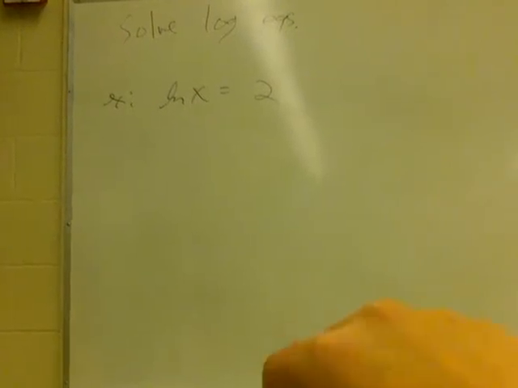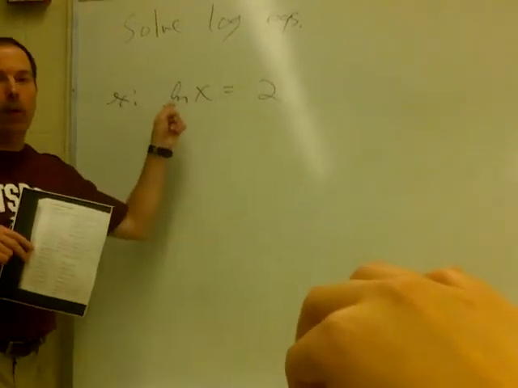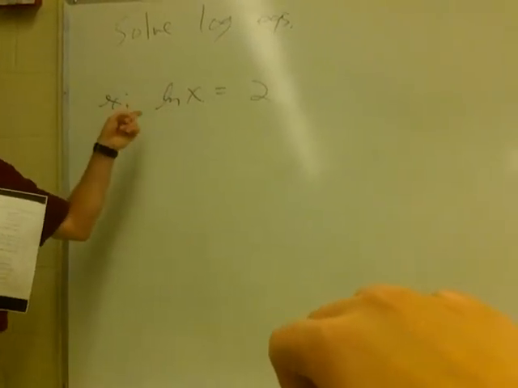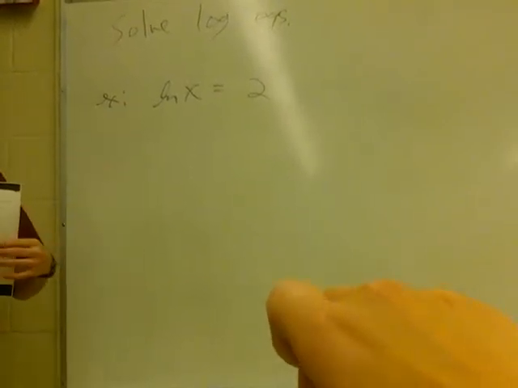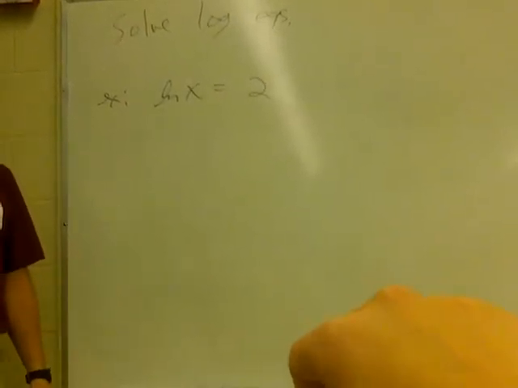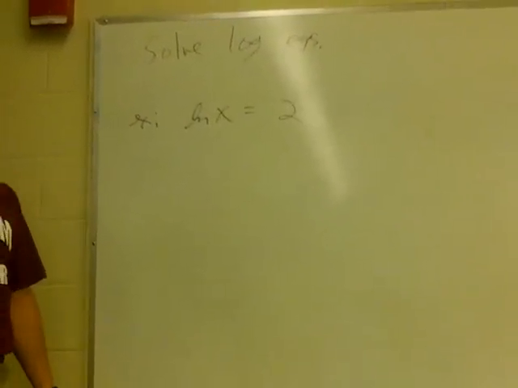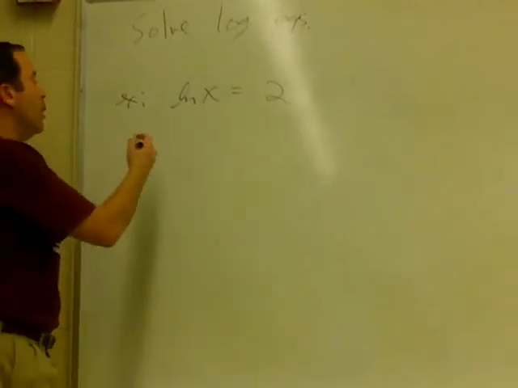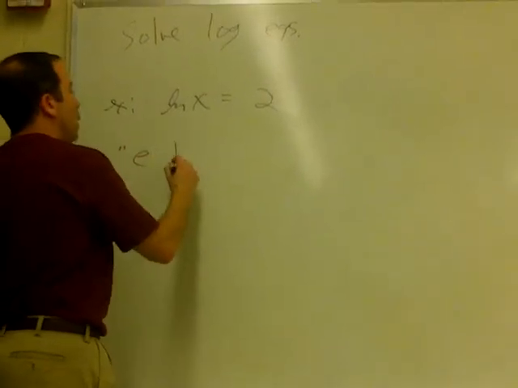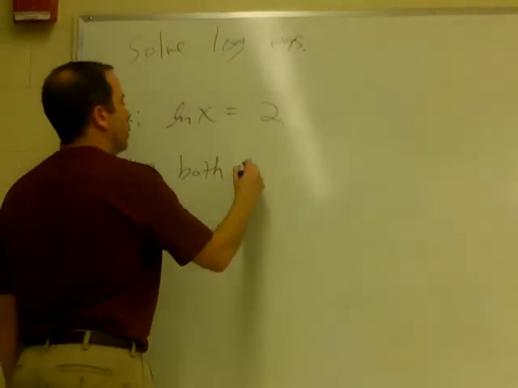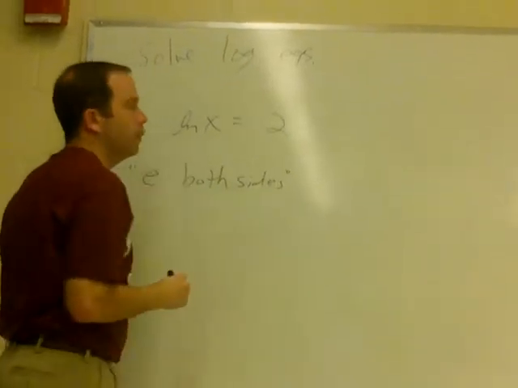So what we're trying to do here is break the x out of the natural log. In other words, we want to get rid of the natural log. So this is another rule. How do we get rid of the natural log? We know that e and natural log cancel each other off, so we are going to e both sides.